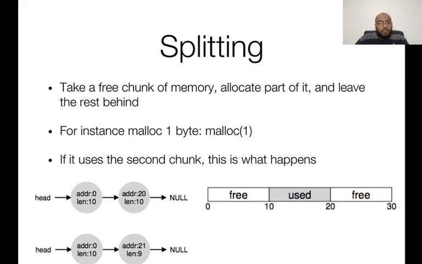So you take a free chunk of memory, allocate part of it, and leave the rest behind. For instance, if you call malloc on 1 byte in this example, you can use the address between 20 and 21. In the beginning, your linked list looked like: address 0 with len 10 was free, address 20 with len 10 was free. Now if you do malloc, then address 21 is free with len of 9 in the second chunk. Okay, so this is what happens.